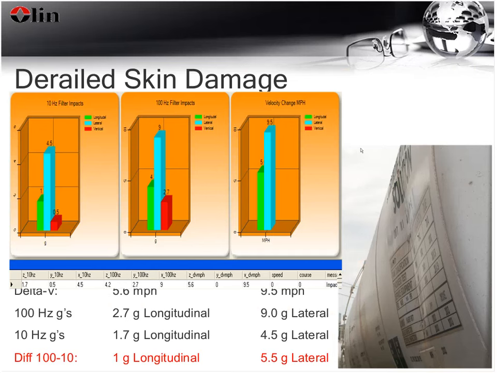So seeing a difference between the 100 hertz filtered readings and the 10 hertz filtered readings tells us that it was a short duration impact. And that means that all that energy was coupled into a very short acting event. And because tank car skins are relatively thin, they're vulnerable from the side. So this car gets marked as one that we want to inspect, and it turns out that it did have side damage.